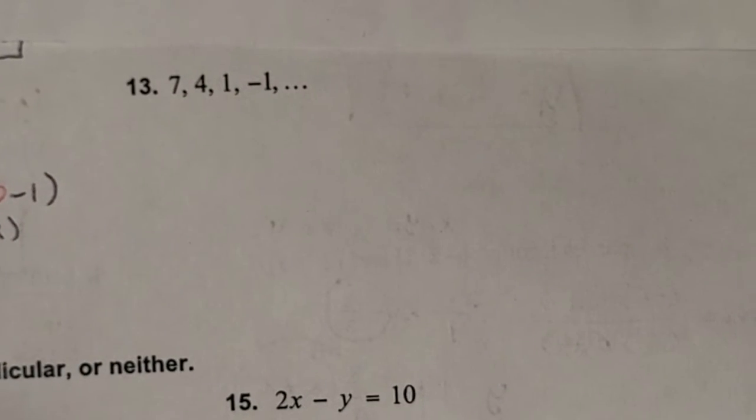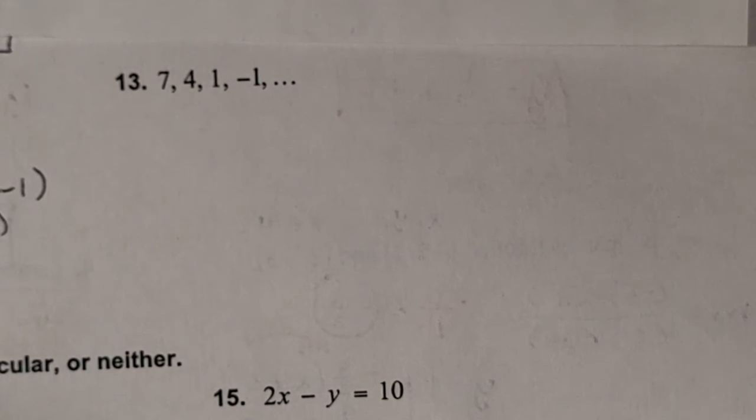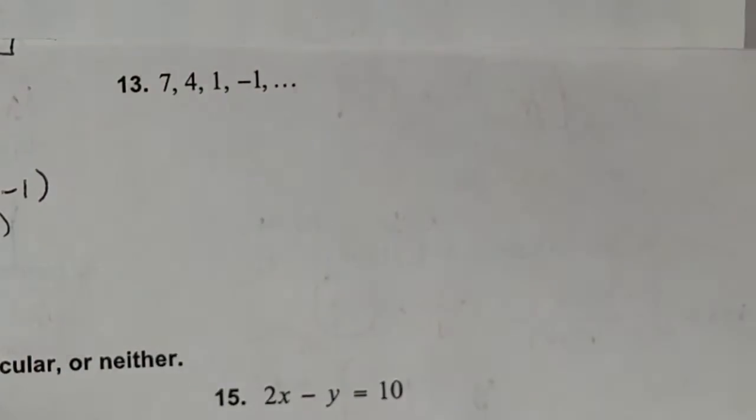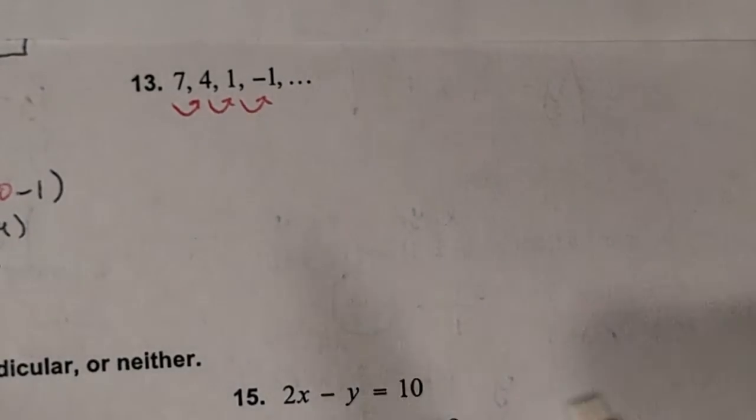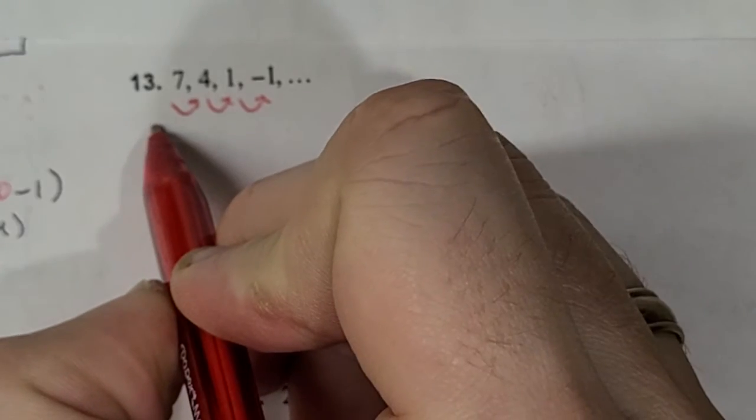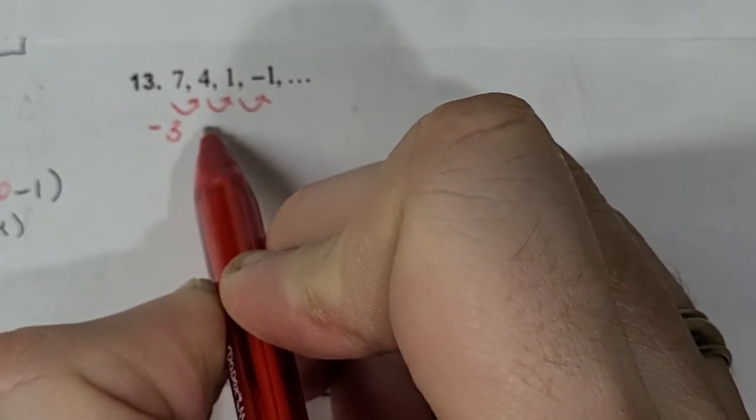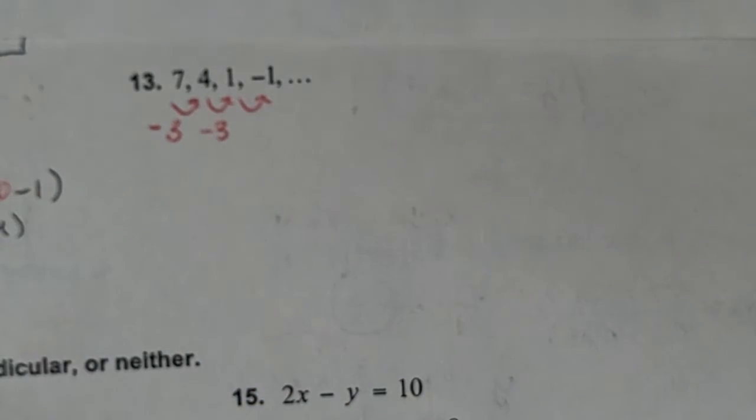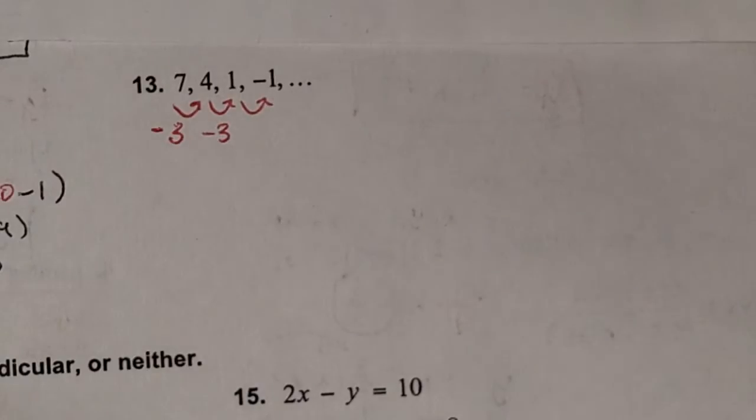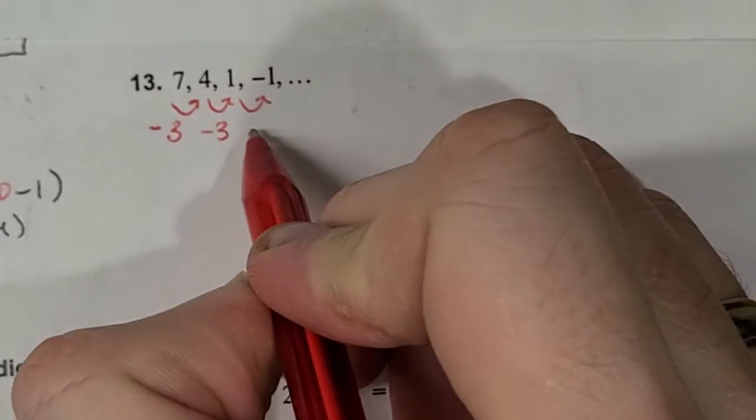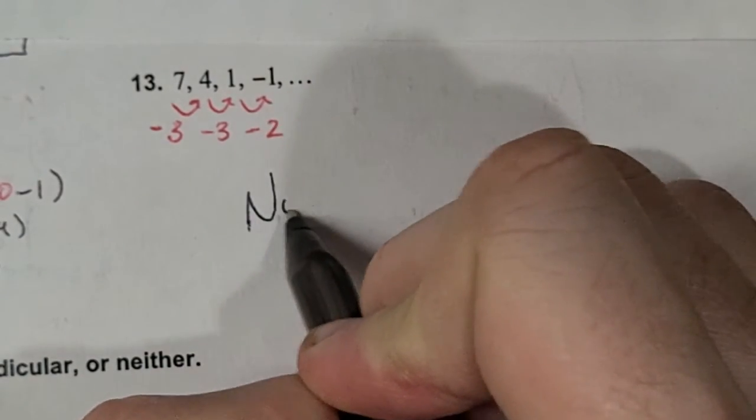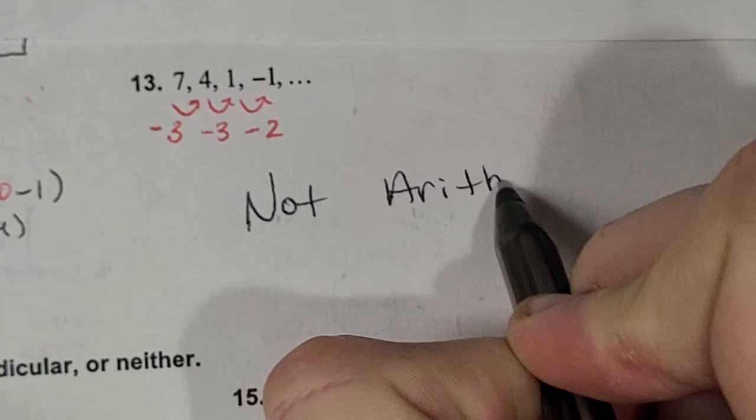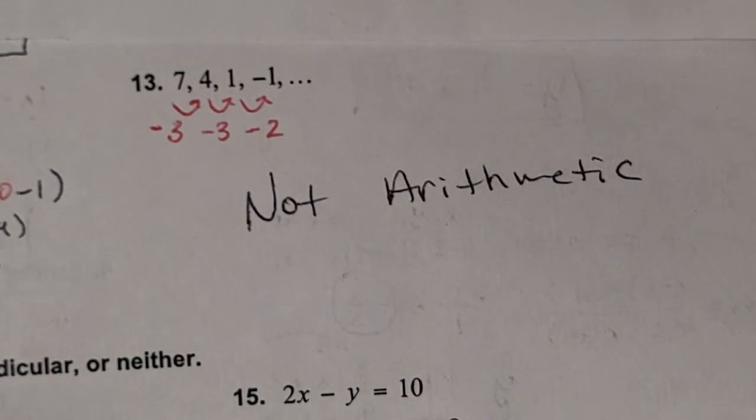All right, last one in this section is number 13, and we're trying to figure out first, is this arithmetic, yes or no? So I'm going to look at these gaps. 7 to 4, 4 to 1, 1 to negative 1. Now sometimes people get in trouble here, because they'll look at this and say 7 to 4, oh, that's going down 3. 4 to 1, oh, that's going down 3. Okay, this is going to be arithmetic, and they move on and start answering the rest of these questions. But when I go from 1 to negative 1, that's only going down 2. So instantly I can tell you this is not arithmetic. Done.